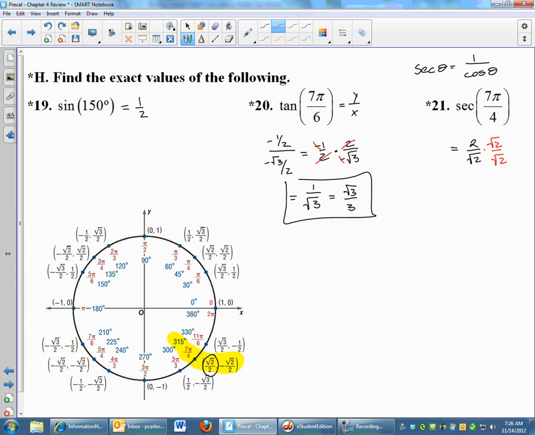If you multiply by root 2 over root 2, you get 2 times the square root of 2 over the square root of 2 times the square root of 2, which is 2, and then those 2's will cancel, leaving you with only the square root of 2. So that is the nice cleaned up version. If you want to leave it as 2 over square root of 2, I'm really okay with that also. All right, moving on.